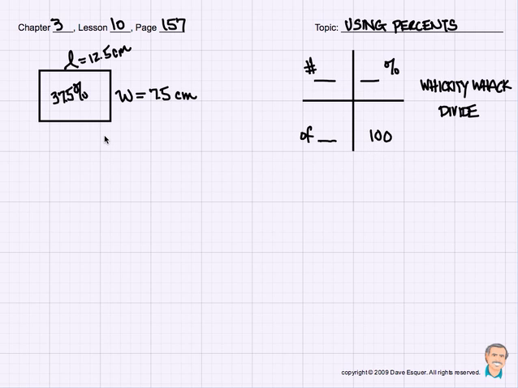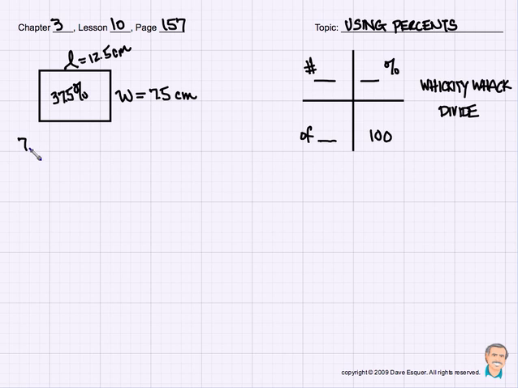So let's see if we can use this technique. We have a box that is 37.5% of its original size, and when it's scaled down to 37.5%, its length is 12.5 centimeters. And its width is 7.5 centimeters. So we have to come up with a couple of questions. One question is, 7.5 centimeters is 37.5% of what?